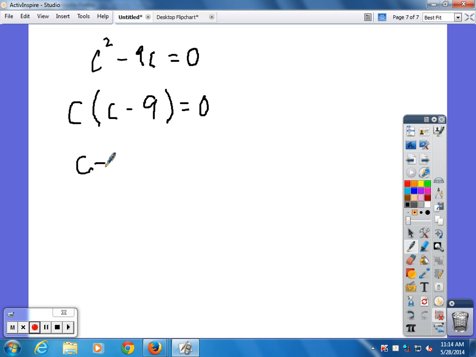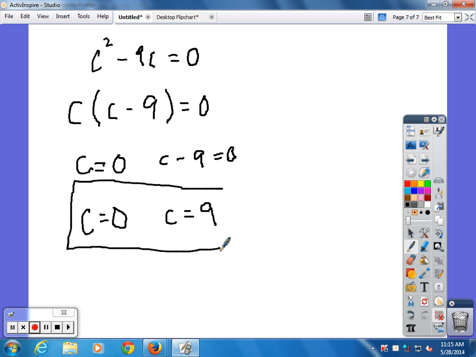c is equal to 0, or c minus 9 is equal to 0. So one possibility is c equal to 0. The other possibility is c is equal to what? 9. And there are your two possible answers.